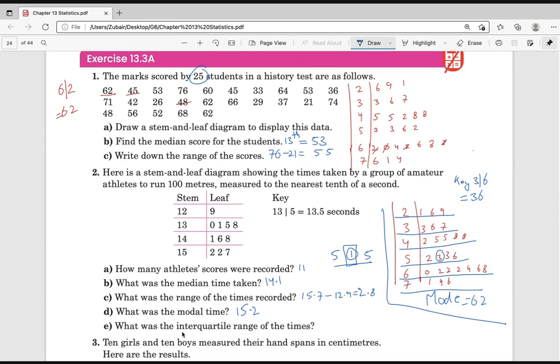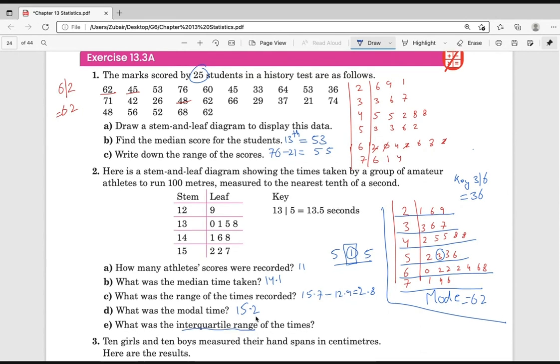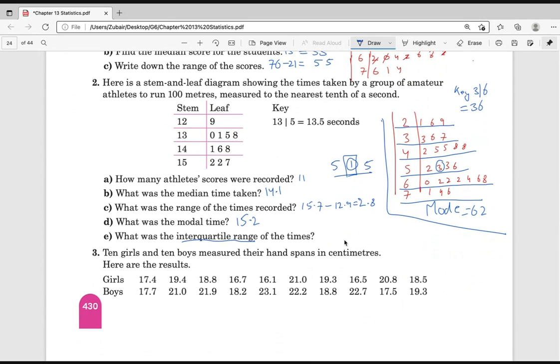What was the interquartile range? Do you remember the formula? Yes, sir. Upper quartile minus lower quartile. Upper quartile is 75%. So I'm writing down these 11 numbers again, 25%. The middle one was the sixth. We have 5 numbers on the left-hand side and 5 numbers on the right-hand side.